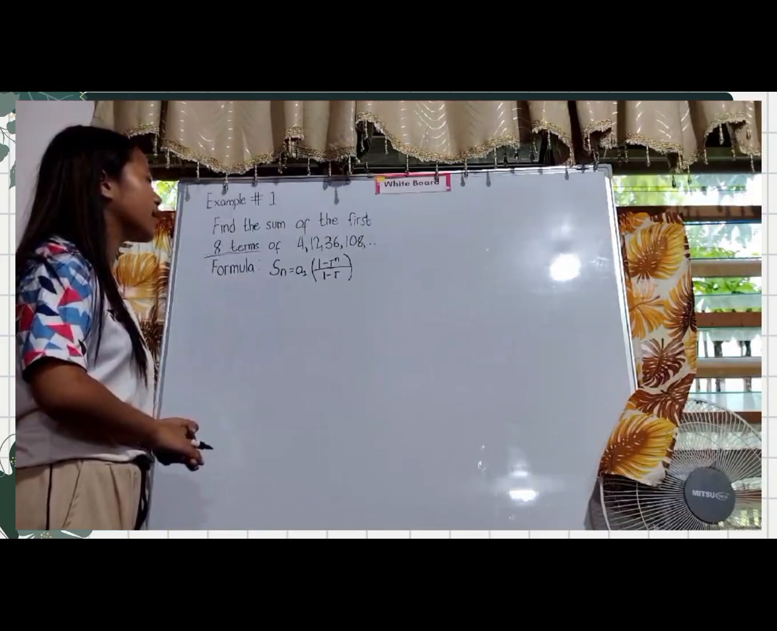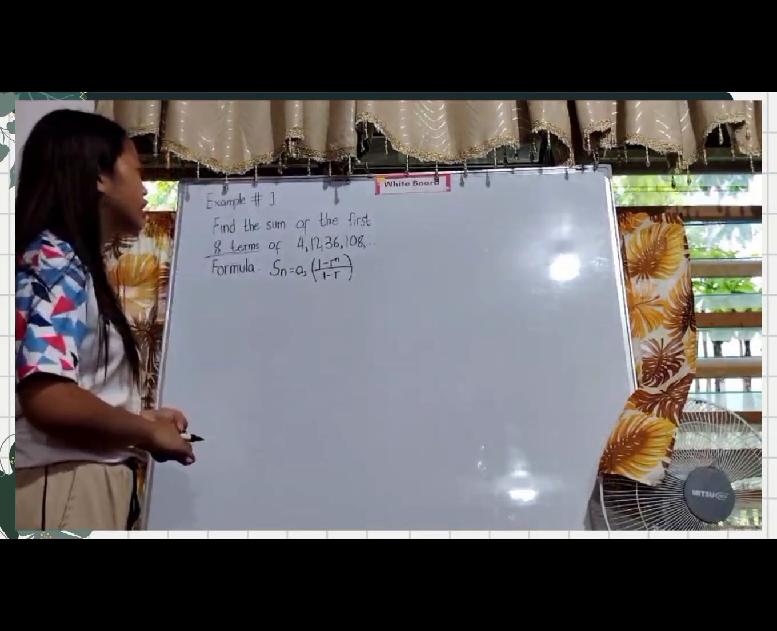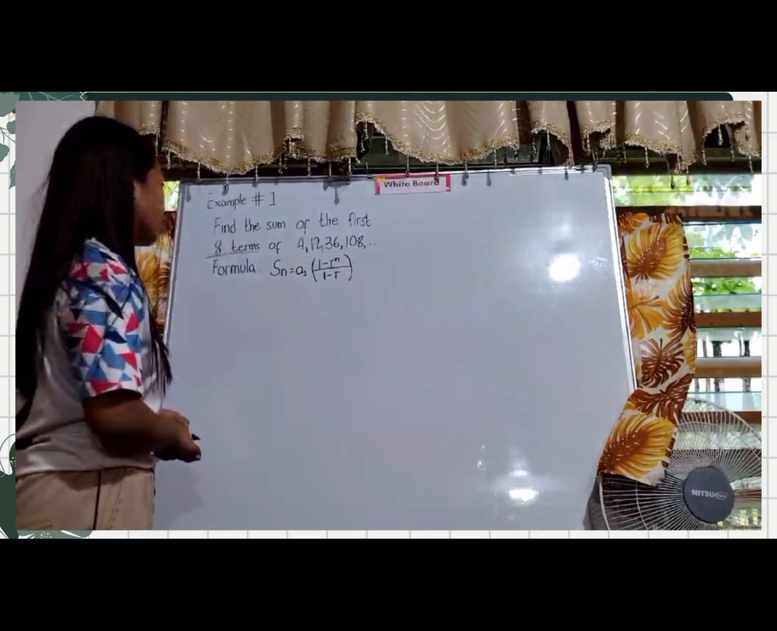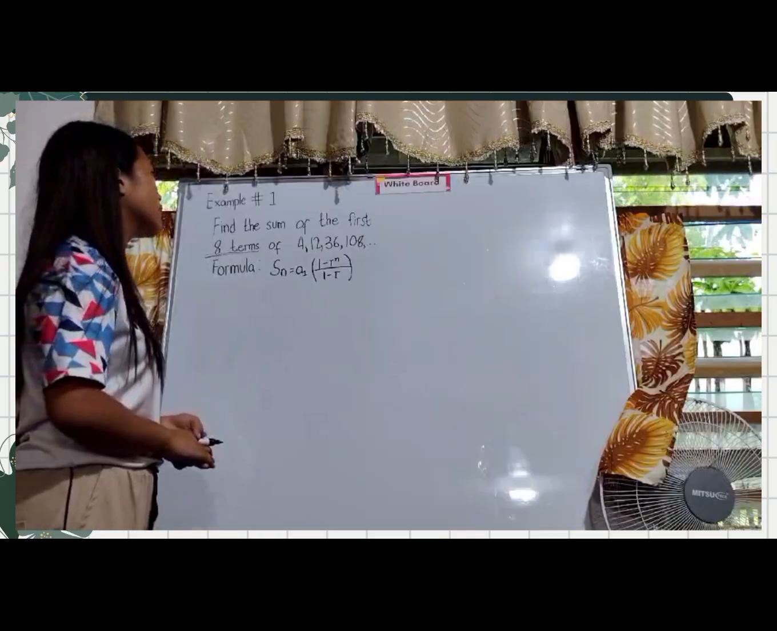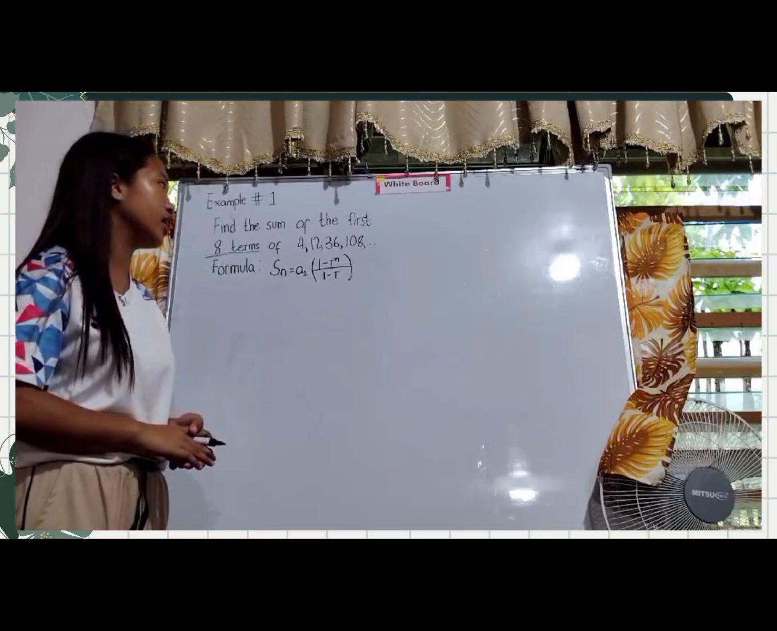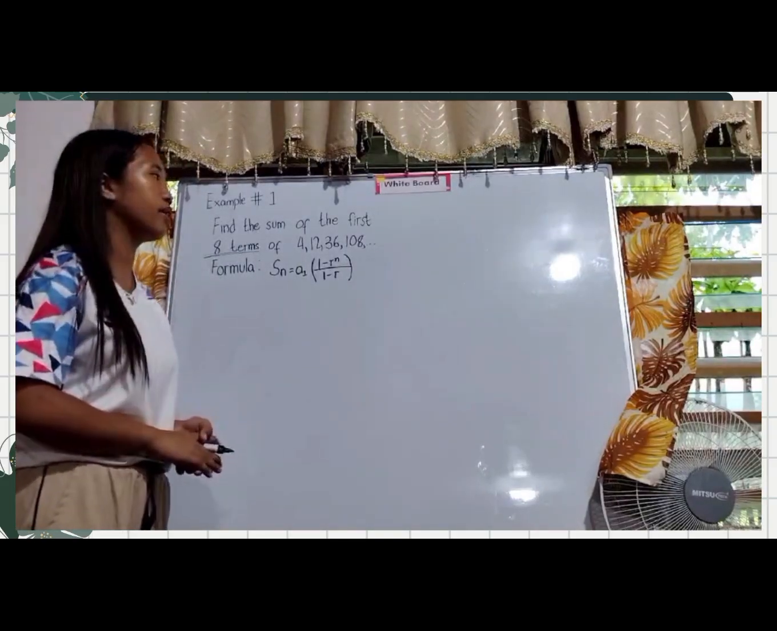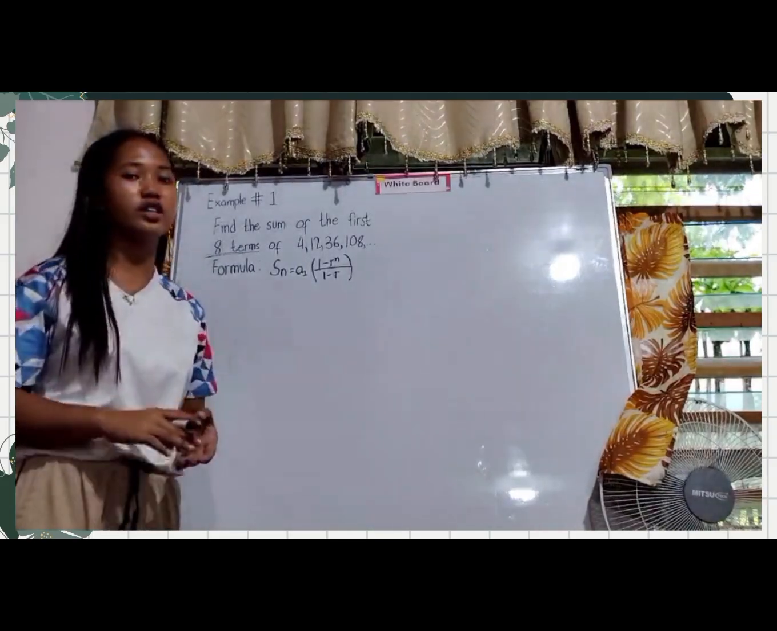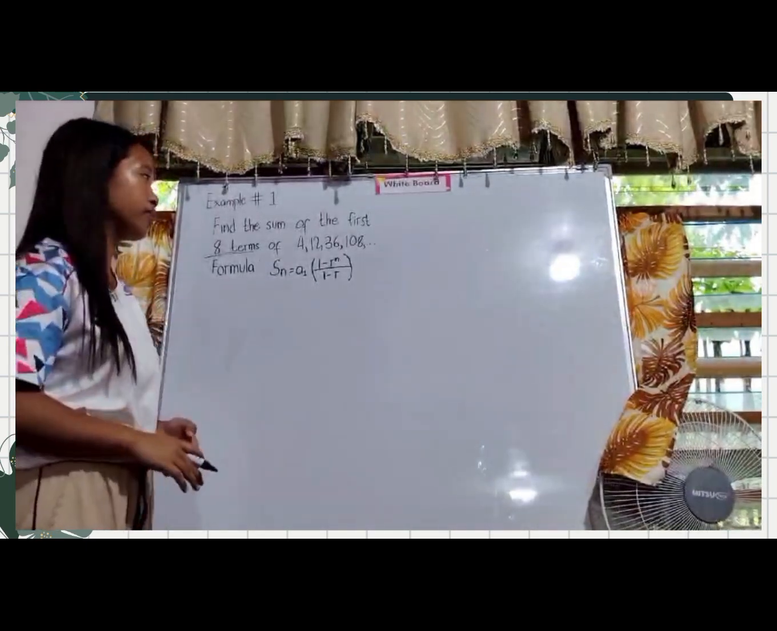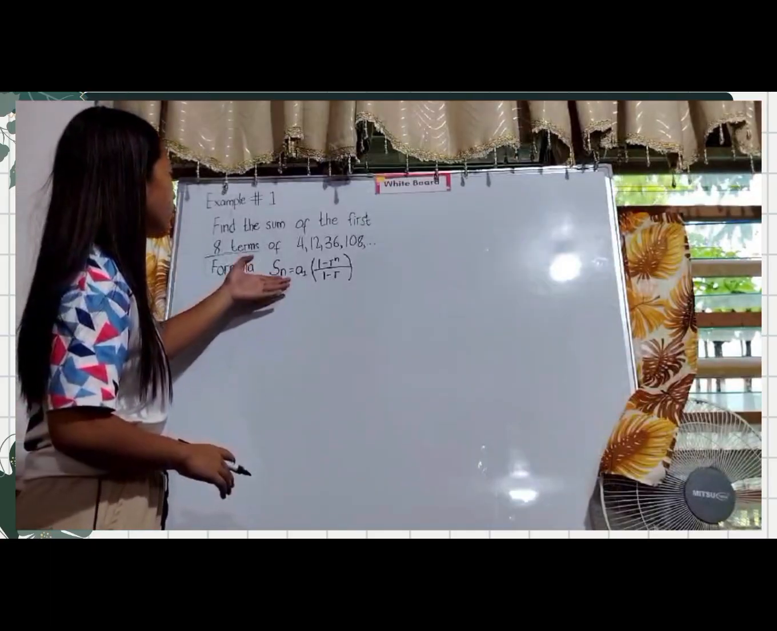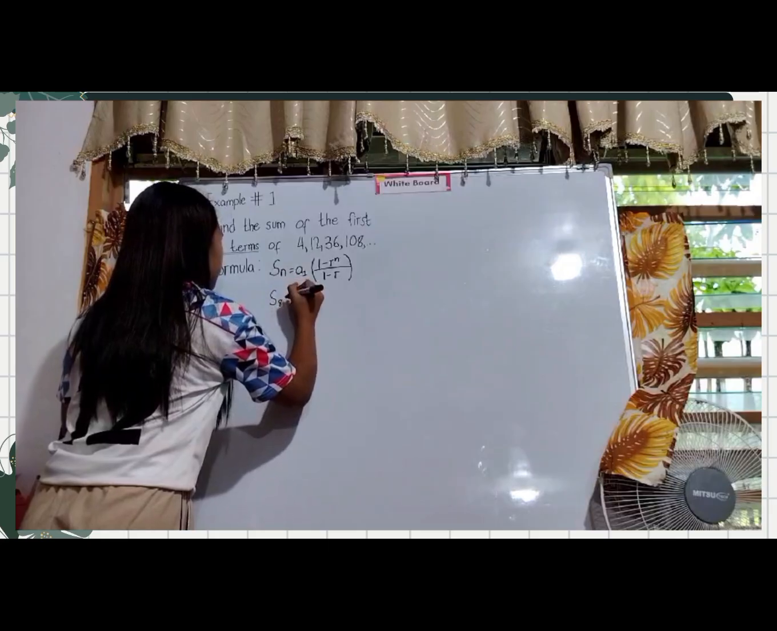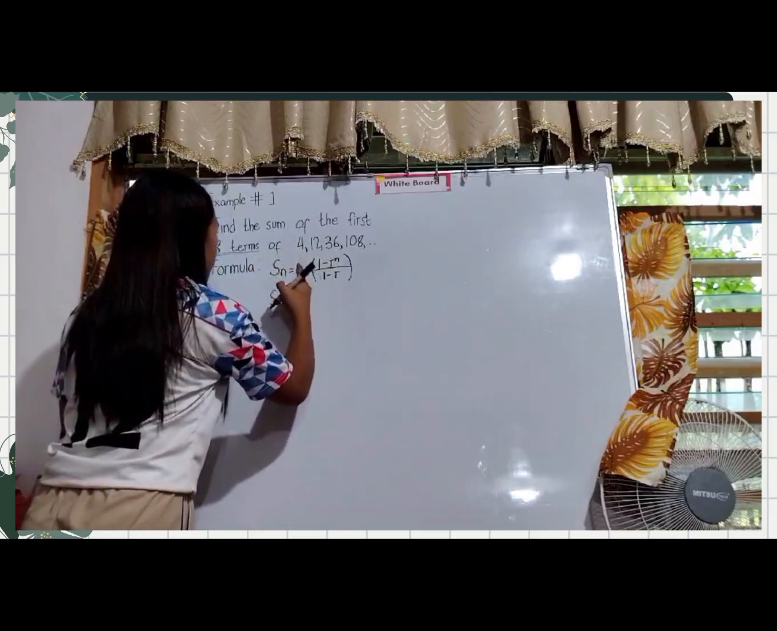Now, we'll proceed to example number 1. Find the sum of the first 8 terms of the given sequence 4, 12, 36, and 108. To solve for the first 8 terms, we're going to use the formula S of n equals a sub 1 multiplied by the quantity of 1 minus r raised to n, where r is the common ratio and n is the number of terms, over 1 minus r. So let's start using this formula. This will be S of 8 because we are finding the first 8 terms of this sequence.